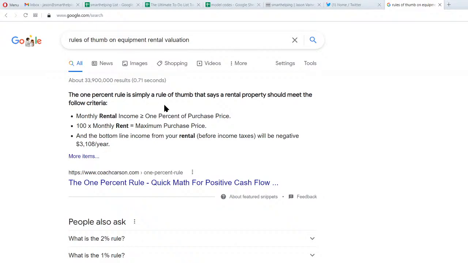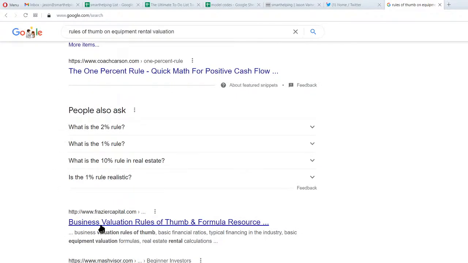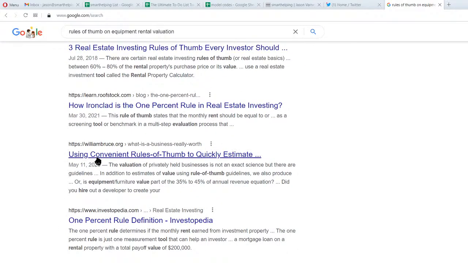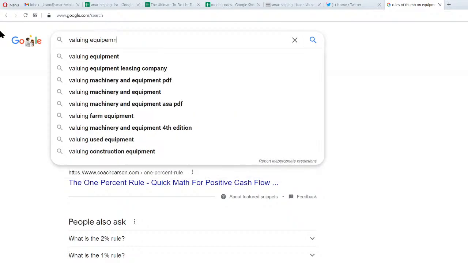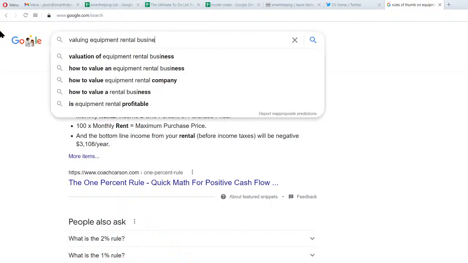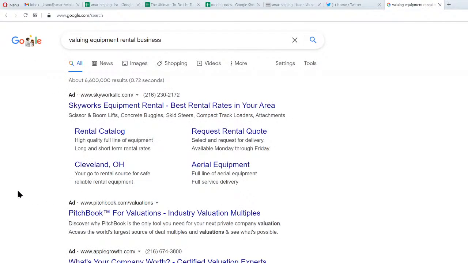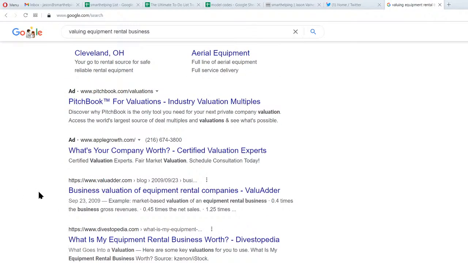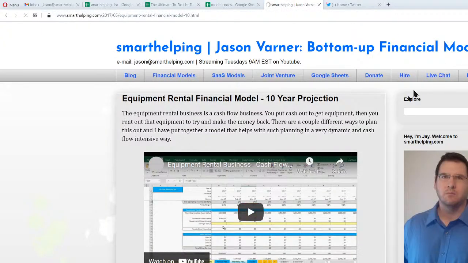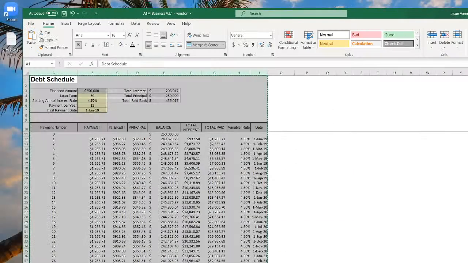Let's see, the 1% rule is simply a rule of thumb that says a rental prop. Oh no, we're not doing rental property. Let's try valuing an equipment rental business. I know it's going to be something like, usually it's a multiple of EBITDA or a percentage of revenue. But with the lending business, it was really just your net assets. Okay, so equipment rental companies 0.4 times gross revenue, net sales. It looks like the most common thing for that is a percentage of sales, so that's what we're going to do.